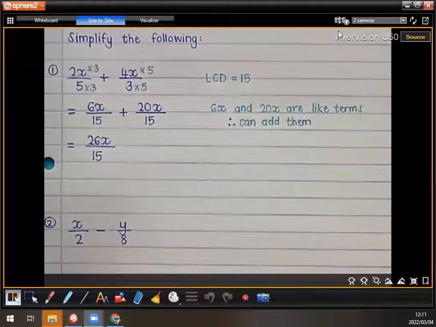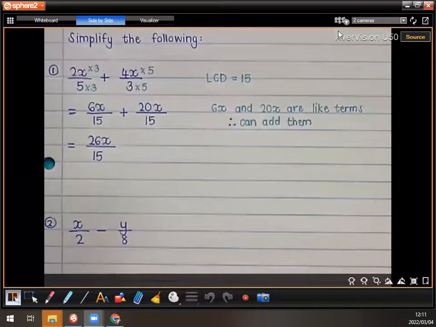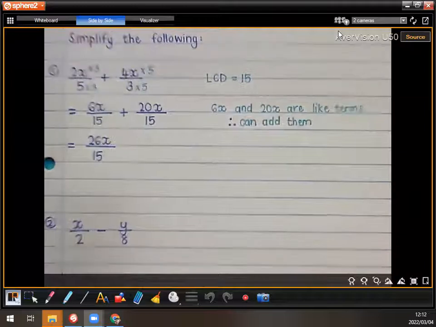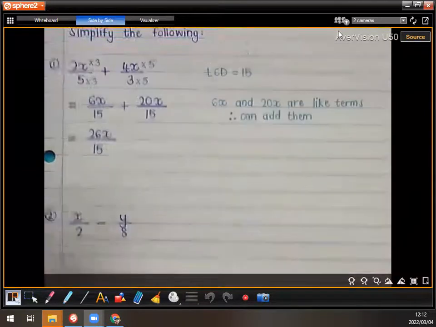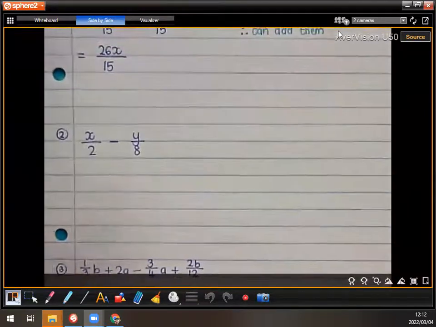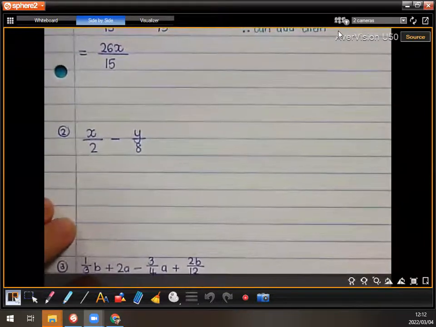Okay, but exact same fraction method. We're doing the exact same thing. The only thing that's added now is we need to look for like terms. Okay. Next example, x over 2 minus y over 8. You can write that down, please.